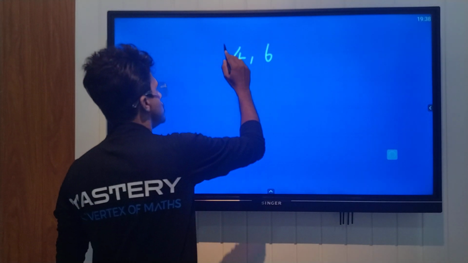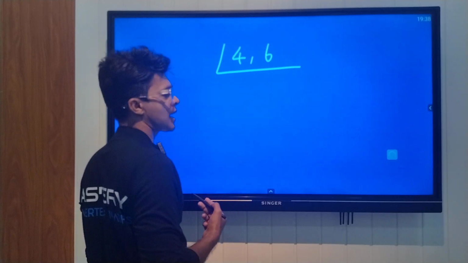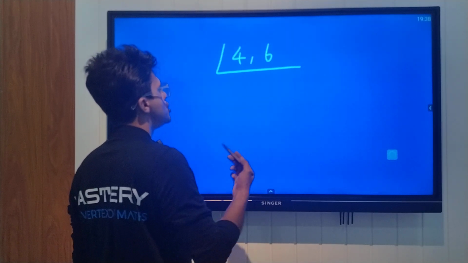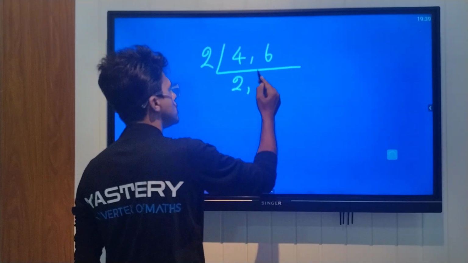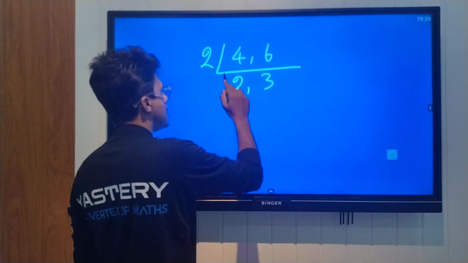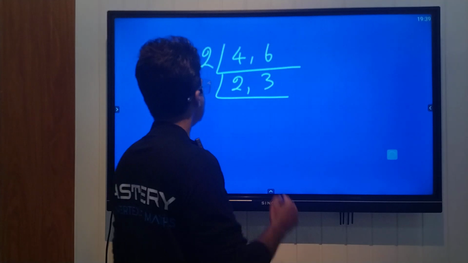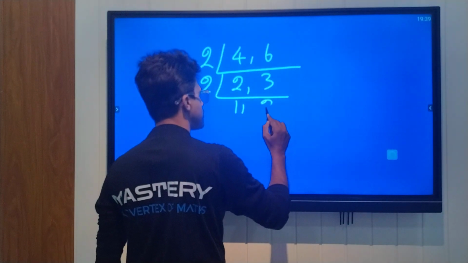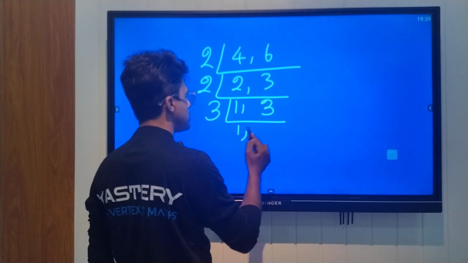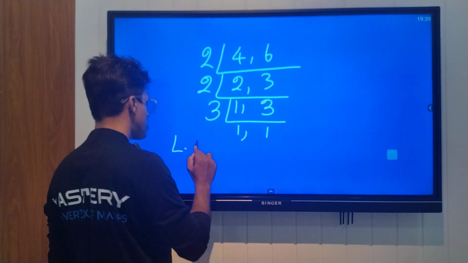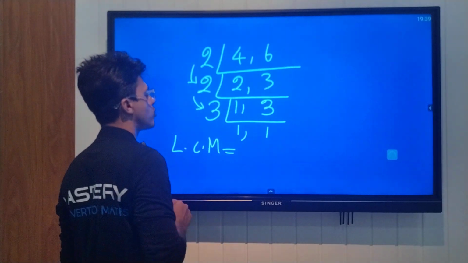I will divide this. You need to get the least number that 4 and 6 can be divided by, which is 2. Then 4 over 2 is 2. 6 over 2 is 3. Then again 2 is a multiple of 2, therefore we could divide. Then 2 over 2 is 1, here 3. Then 3 also can be divided by 3. Then we get 1 and 1. This is the second way of getting the LCM of 4 and 6.